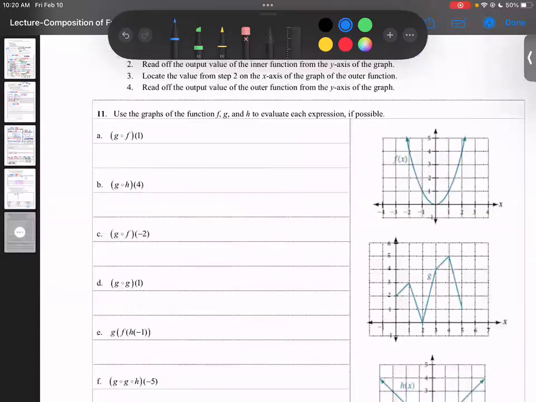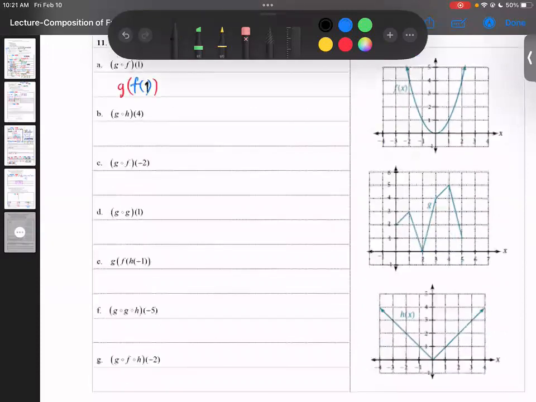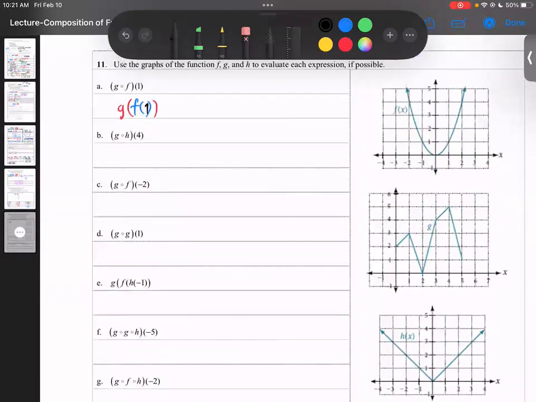Almost done. Now the third way is using the graph. So we use algebra, use table, and now the graph. G composite F of 1. What is F of 1? 1, right? F of 1 is 1. And then G of 1. G of 1 is 3, right? So you guys get the idea, yeah?